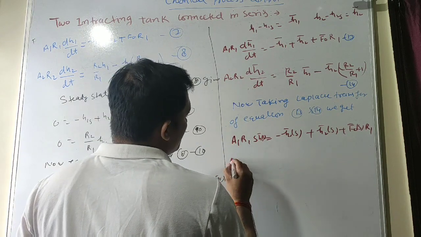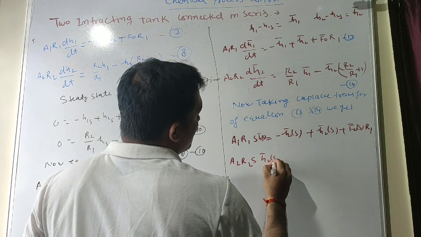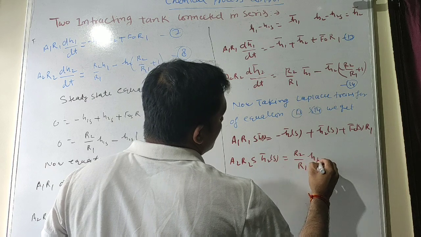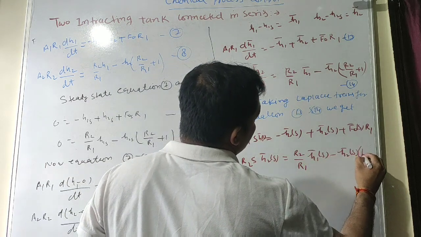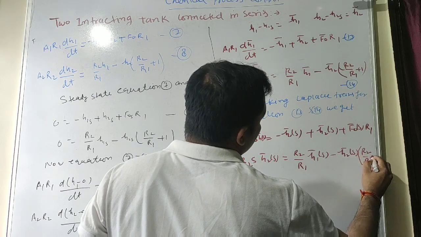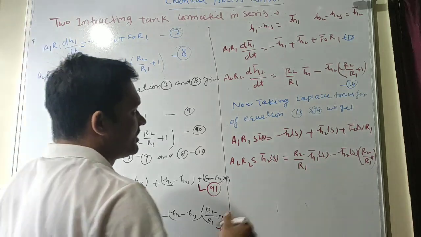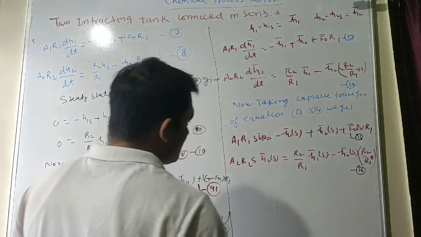Similarly, for equation 14, a2 r2 s h2 bar s equal to r2 upon r1 h1 bar s minus h2 bar s into the bracket r2 upon r1 plus 1. So this is equation number 15 and 16.